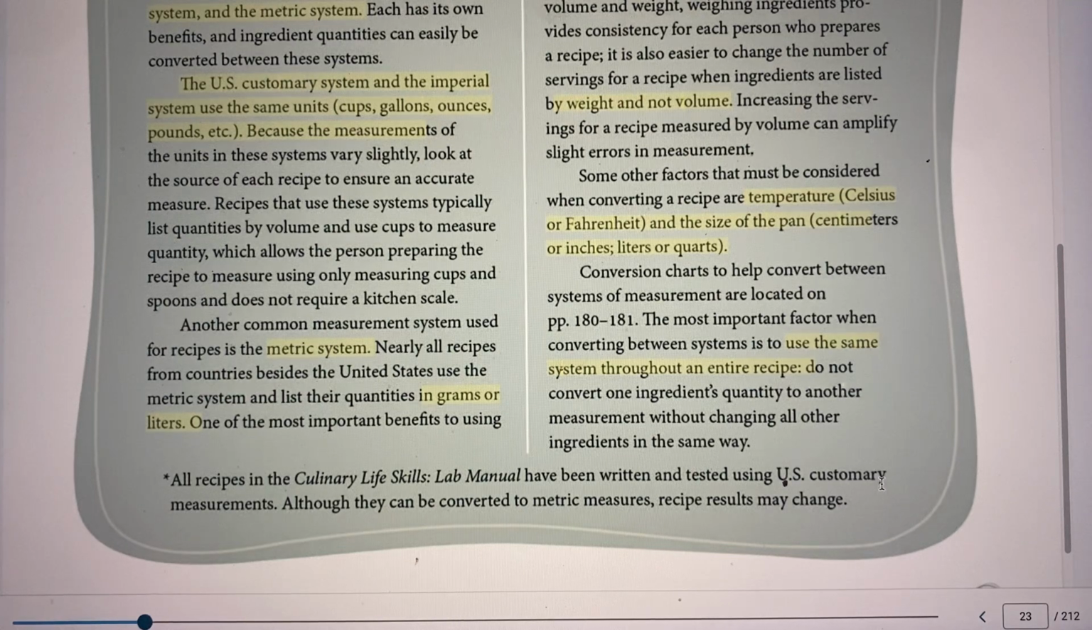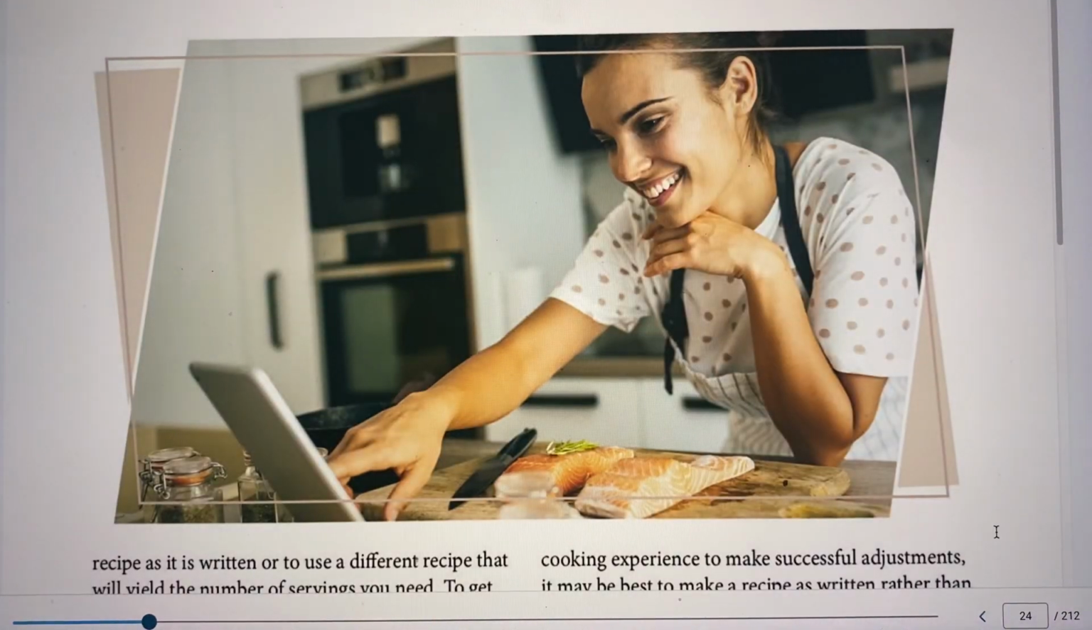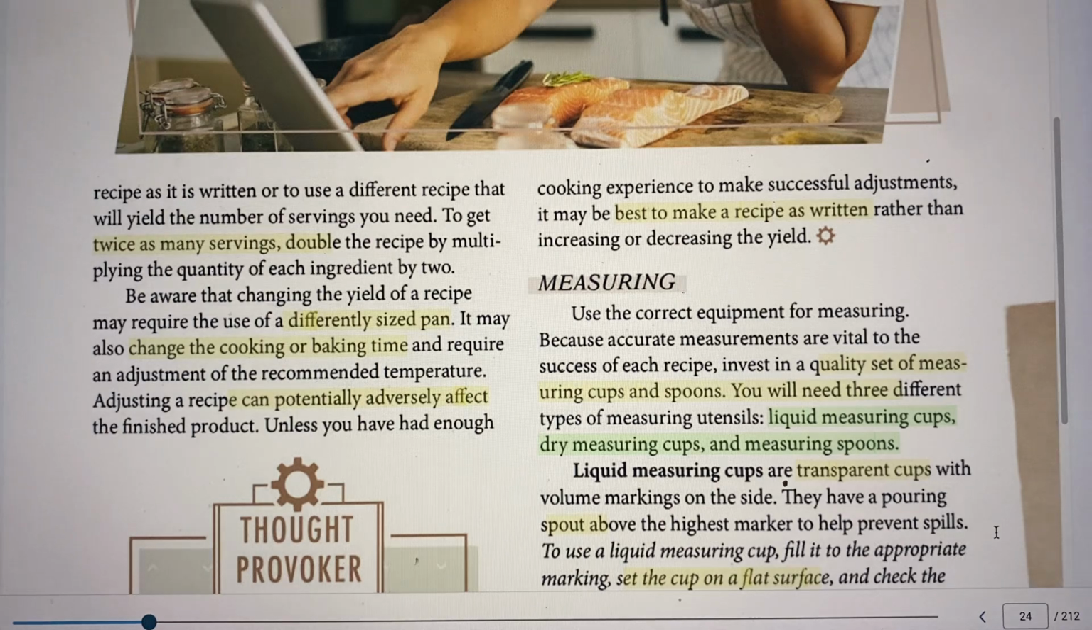So conversion charts help to convert systems of measurement. And in your book, you'll have conversion charts on this. So that's to know. We have a couple different systems. We have the metric system, and then we have the customary system. So those two mainly. So let's see here.